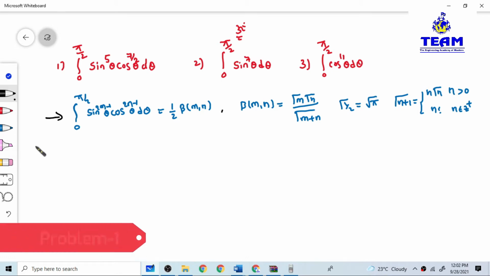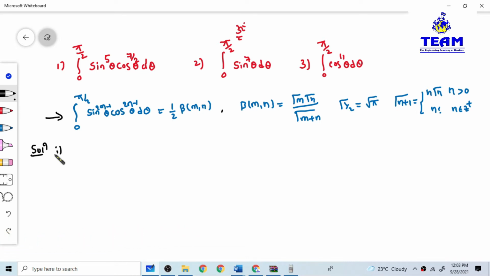Friends, now we are solving the first problem. If you understand the first problem, you can solve the remaining problems very easily. You observe in the given problem and formula, the limits are 0 to pi by 2, 0 to pi by 2. Limits should also be the same, otherwise you have to rearrange the limits. Now, sine power 2m minus 1 is there. Here what do I have? Sine to the power of 5. So from these two, what can I say? 2m minus 1 value is 5.